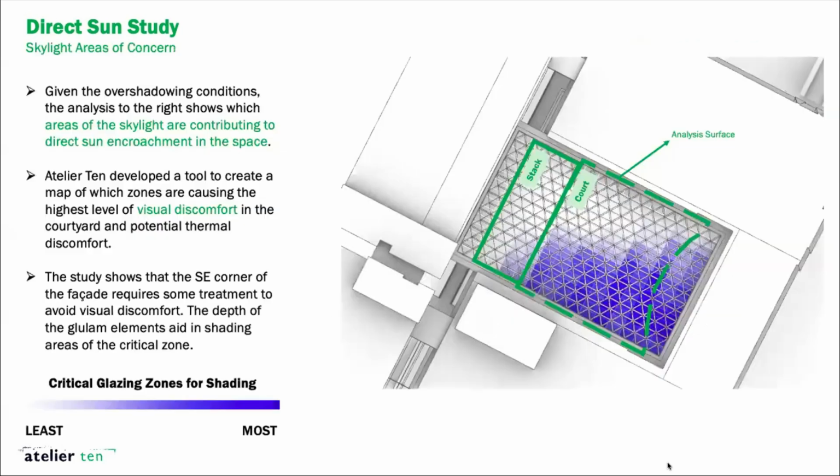And so what I've done is I created a Python script that will essentially identify the locations on the skylight that have the highest risk of visual discomfort due to direct sun penetrating in that area. And so I essentially created this map of critical glazing zones that would require extra shading to make sure that the courtyard specifically is protected from any visual discomfort risk.